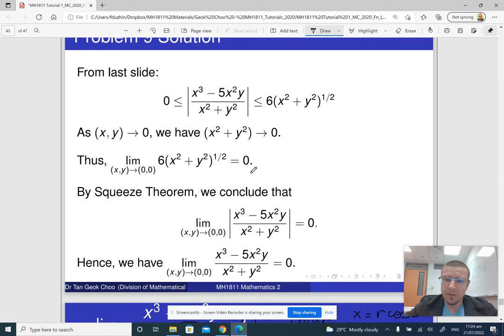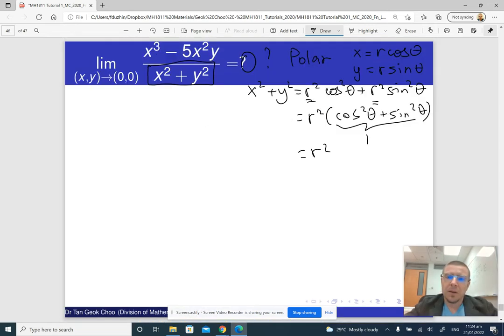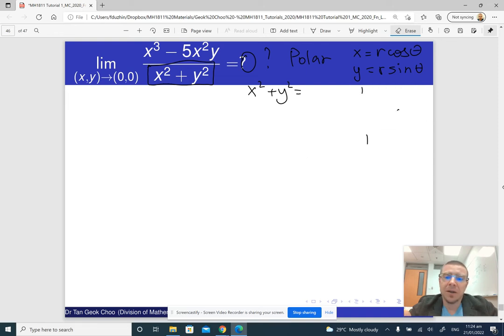Basically, my point is that in polar coordinates, x squared plus y squared is just r squared. Whenever your expression has x squared plus y squared, if you use polar coordinates, this substitution is going to simplify your expression. So that's the logic here. This is why we really want to use polar coordinates.